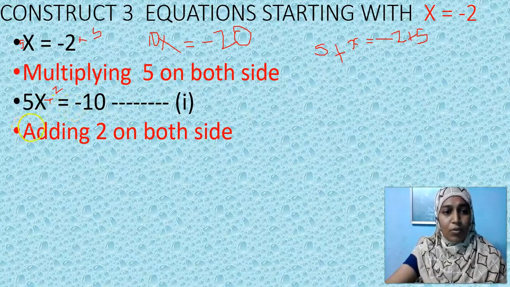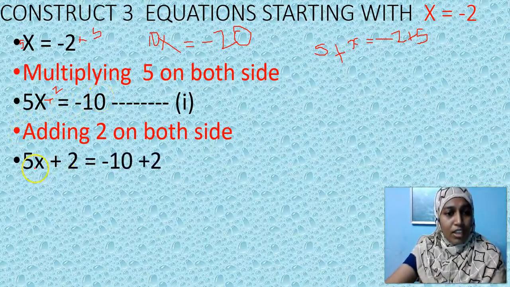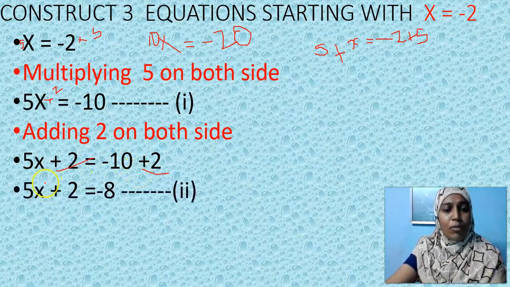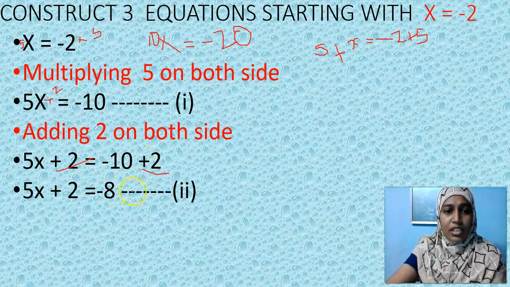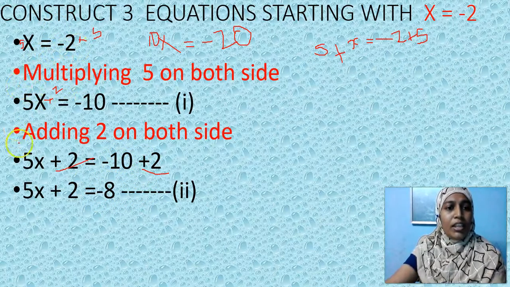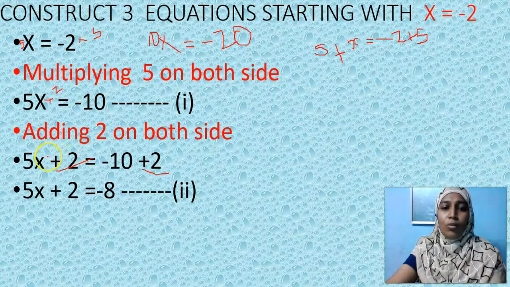Just now I made this equation. 5x is equal to minus 10. So I have 5x plus 2 which is equal to minus 10. This I have written as it is. Again plus 2. Whatever I do on left hand side, I am doing the same on the right hand side. So what will be my equation? 5x plus 2. Minus 10 plus 2 will be minus 8. This is the second equation. I started with x is equal to minus 5. First I multiplied, then I added 2 on both sides.